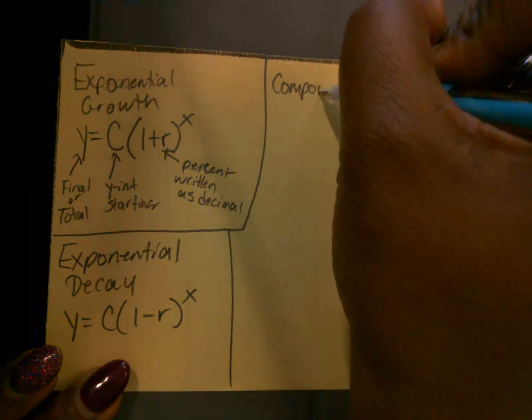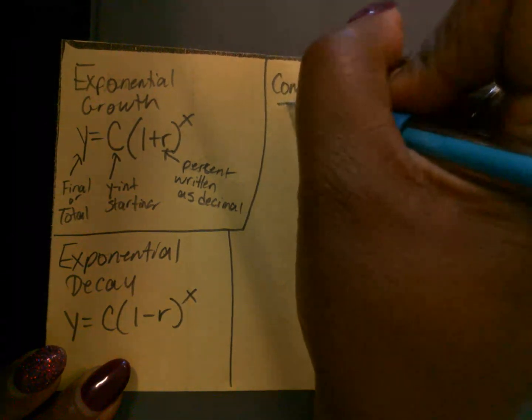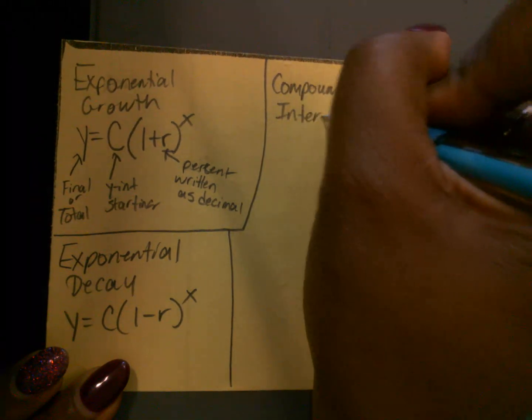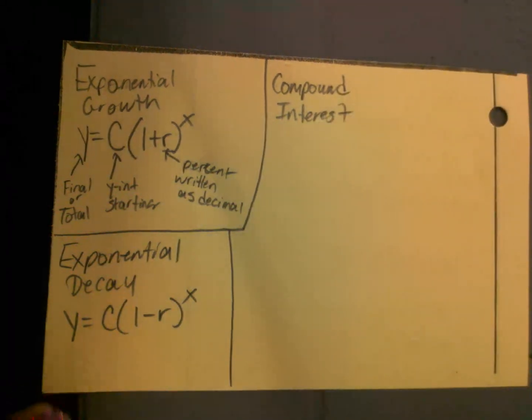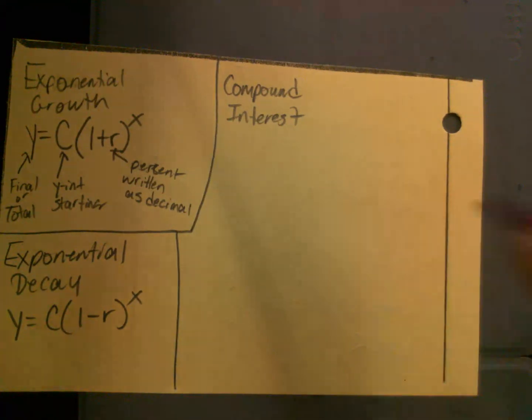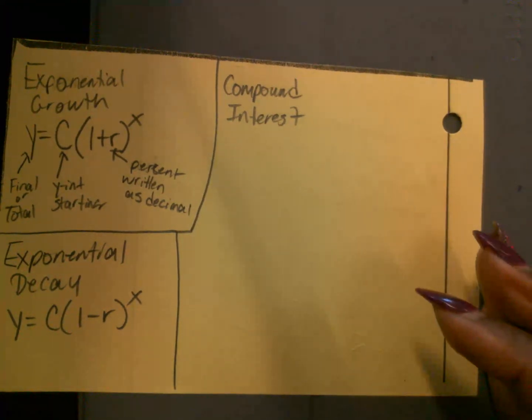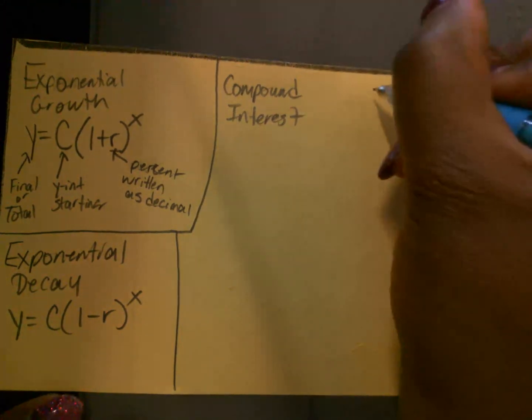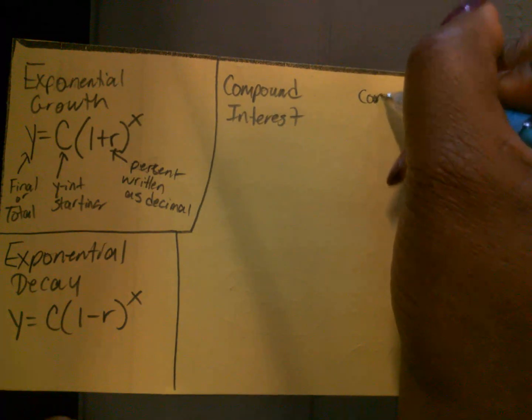Compound interest. This is when interest is being charged more than one time in a year. Okay, so you'll see something like compounded.